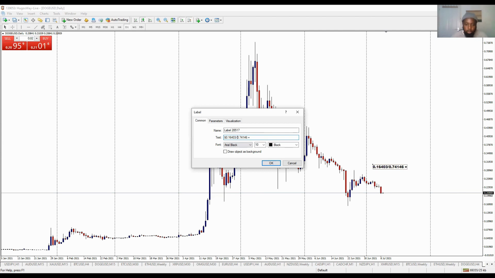Now, what am I doing here? All I'm doing is calculating how much loss has occurred since the market crashed. So again, I'm going to do the same thing: 0.16403 divided by 0.74146, times that by 100, and then we take away 100 from that, and we get 77.8%. So during the same period of time, Dogecoin has lost 77.8% of its value, which is massive. Now, what's the difference between these projects?